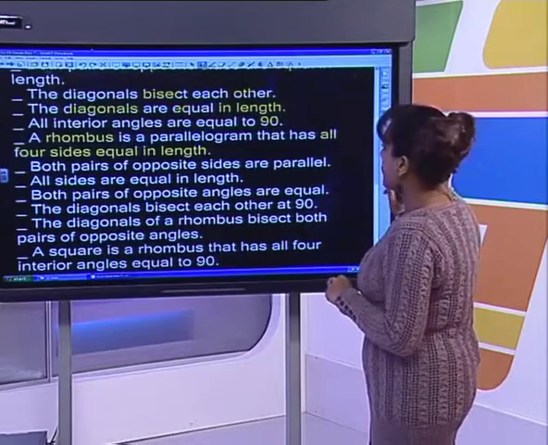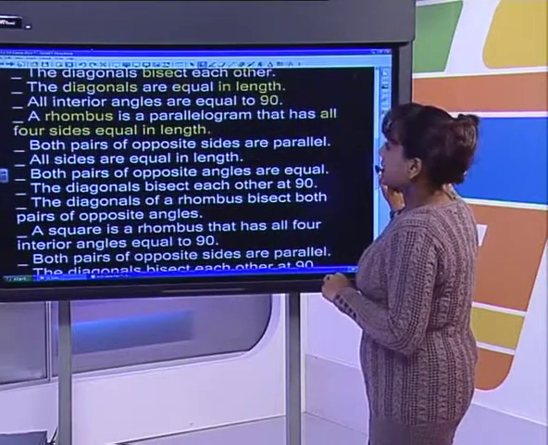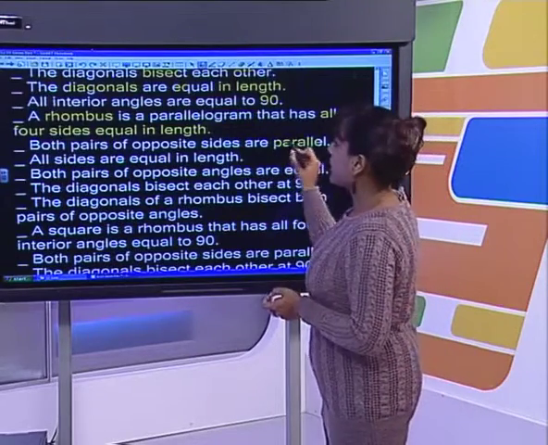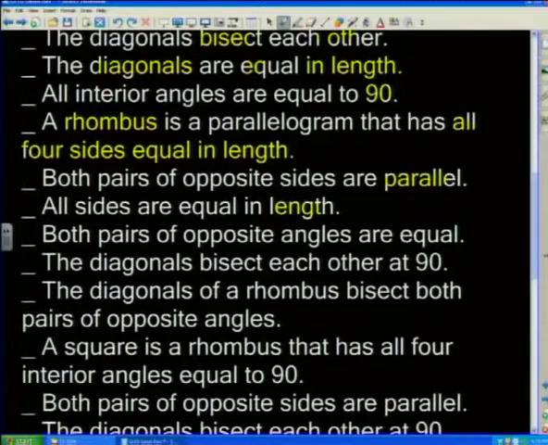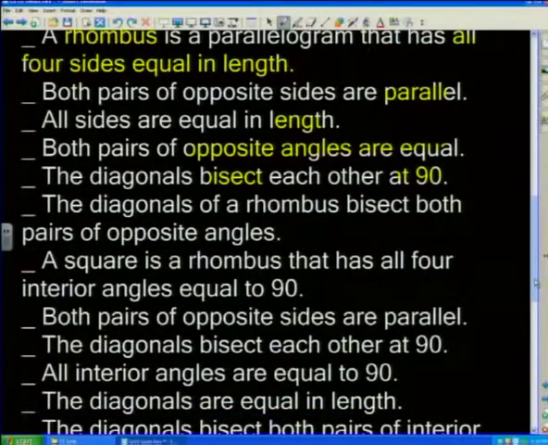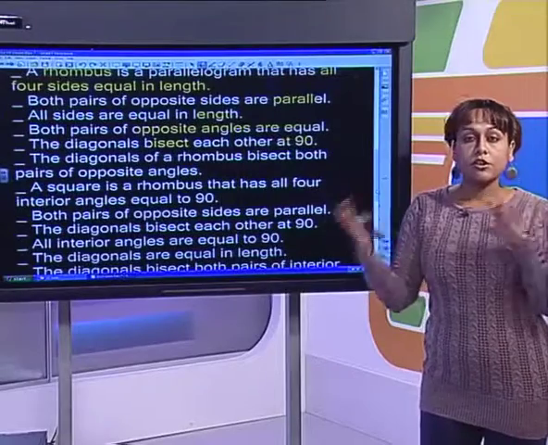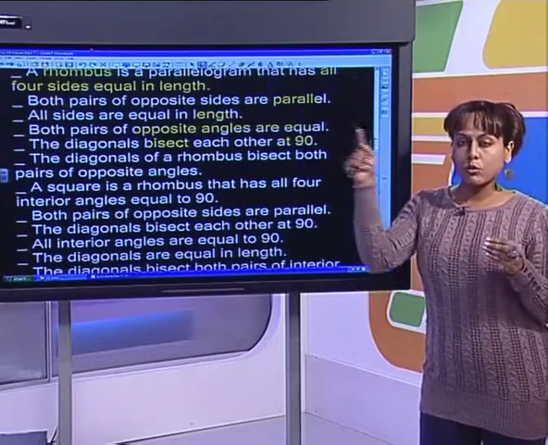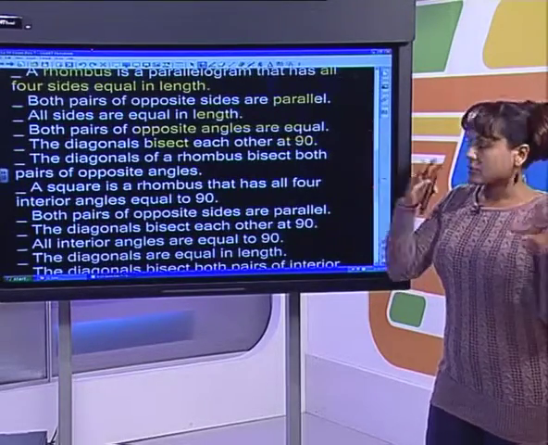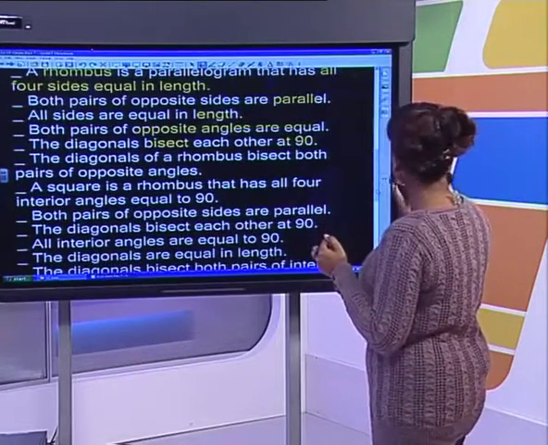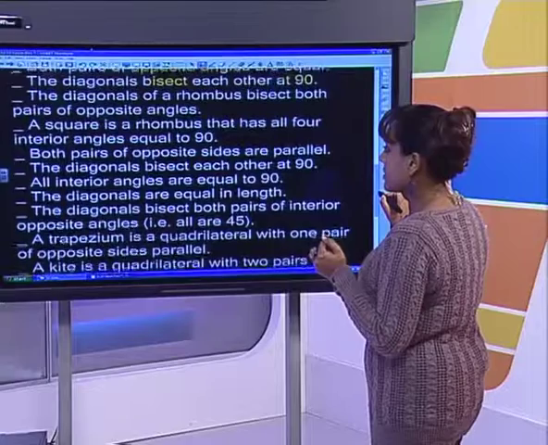So a rhombus is a parallelogram that has all four sides equal, and just like in a parallelogram, both pairs of opposite sides are parallel, and both pairs of opposite angles are equal. This is a special property of a rhombus: the diagonals bisect each other at 90 degrees, and they also bisect the opposite angles. So your diagonals in a rhombus not only bisect each other at 90 degrees, but they also bisect your opposite angles, or your interior angles. All right, and I think we've covered everything on a rhombus.